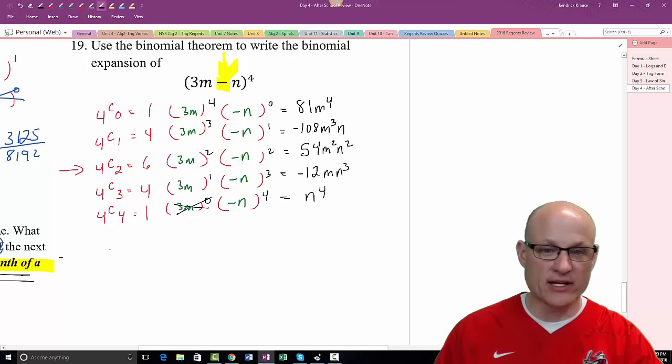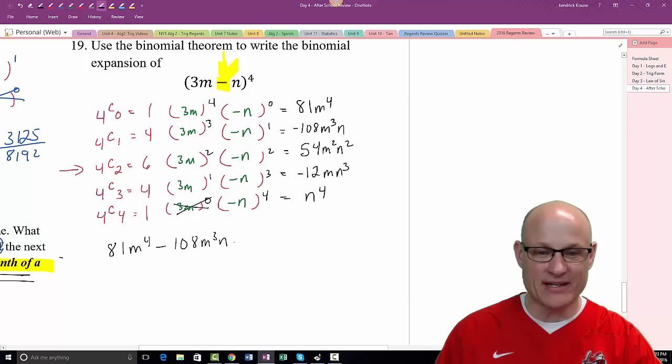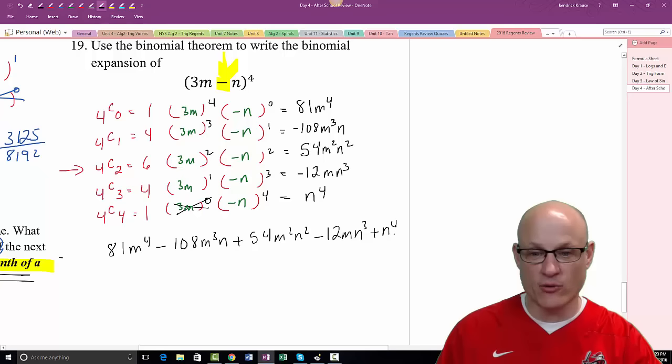And so my final answer here is 81 m to the fourth minus 108 m cubed n plus 54 m squared n squared minus 12 m n cubed plus n to the fourth.